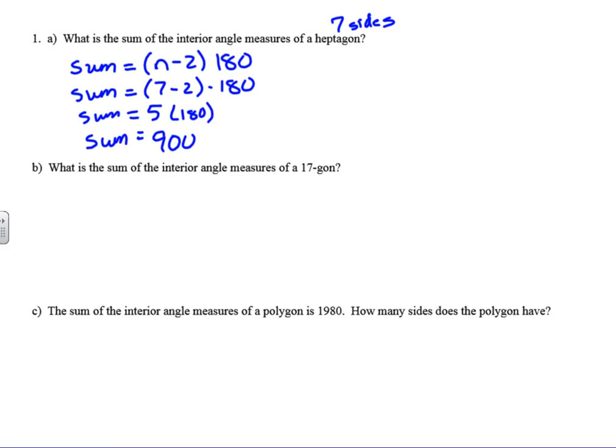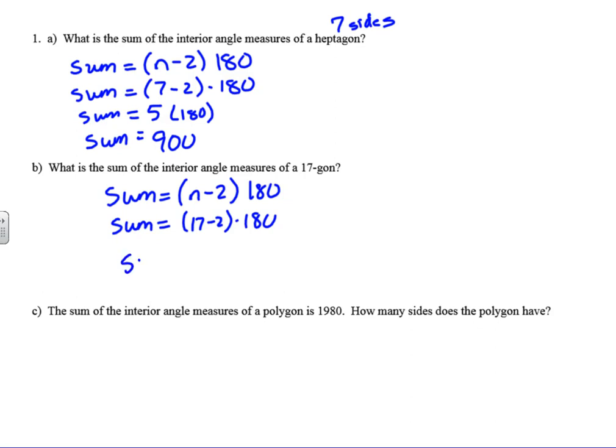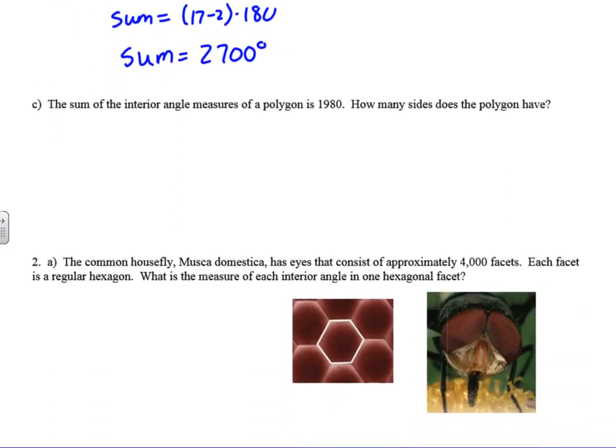What is the sum of the interior angles of a 17-gon? Okay, well obviously that's a 17-sided figure. So we're just going to apply the same formula, right? The sum is n minus 2 times 180. So the sum is going to be 17 minus 2 times 180. Okay, 17 minus 2 is 15. 15 times 180 is 2,700 degrees. Obviously, it's increasing.